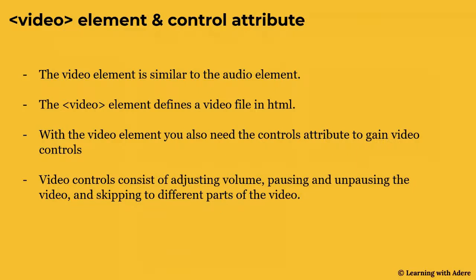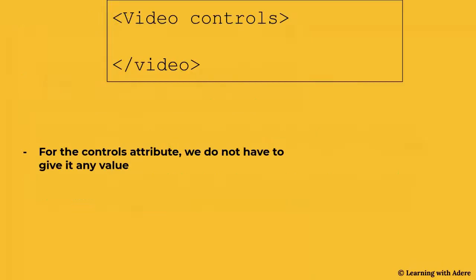So the video element is very similar to the audio element, so I'm able to breeze by this a bit faster. The video element defines a video file in HTML. With the video element, you also need the controls attribute to gain video controls. The video controls consist of adjusting volume, pausing and unpausing the video, skipping to different parts of the video, and yeah.